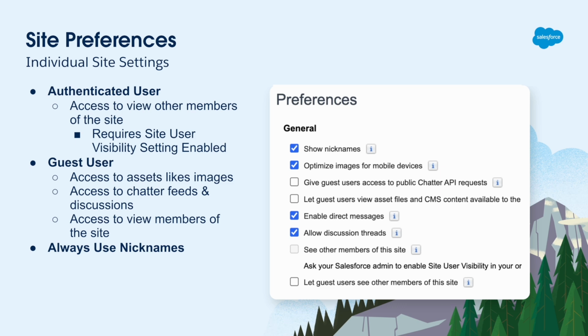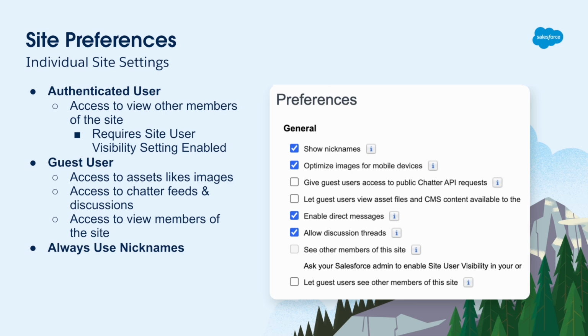A few important settings related to guest user here. The first one gives the guest user access to assets like images and CMS content. This is automatically enabled the moment you have at least a single public page in your site. The second one provides access to chatter feeds and discussions, more so relevant for a community forum implementation. And the third one gives the guest user access to view members of the site.